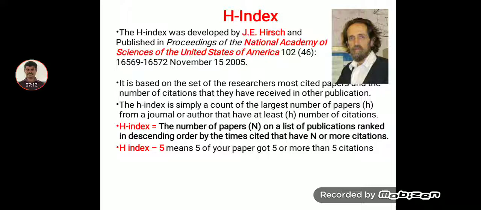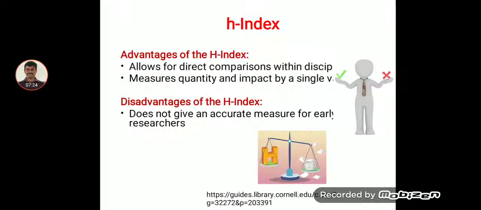For example, if an author has an H index of 5, it means 5 of his papers got 5 or more citations. When you see the advantages and disadvantages of the H index, the advantage is that it allows for direct comparison within the discipline, and measures quantity and impact by a single author. Disadvantages of the H index include that it does not give an accurate measure for early career researchers.